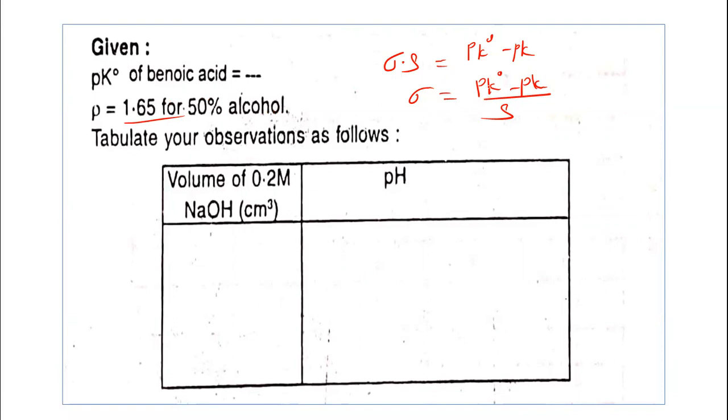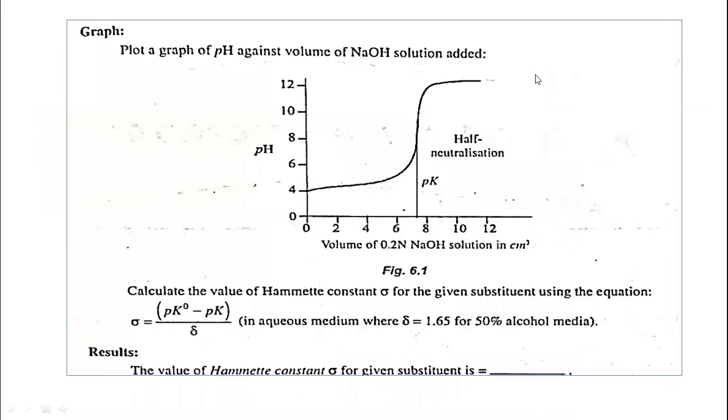This pK0 is for benzoic acid, and this pK value is the dissociation constant for meta-nitrobenzoic acid or para-aminobenzoic acid. This value can be determined by plotting a graph. So after taking the readings, we have to plot this graph.